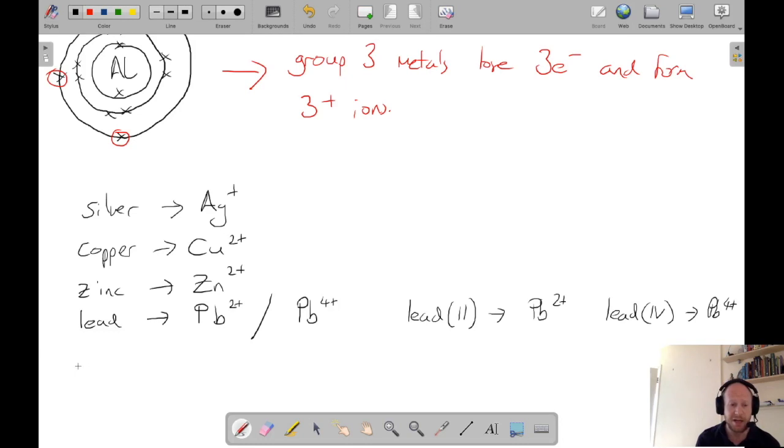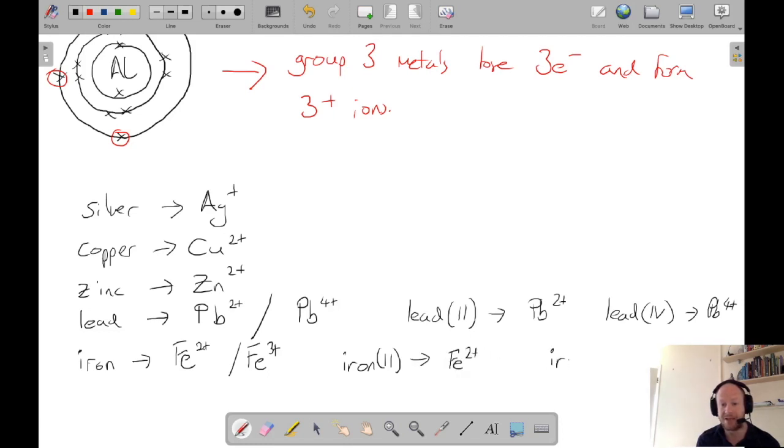And the only other metal you might be asked about in the exam is the iron ion. So iron ions can be Fe2+, or they can be Fe3+. And again, we just write that as iron(II), which is the Fe2+ ion, or we write it as iron(III), which we can write as Fe3+ there.